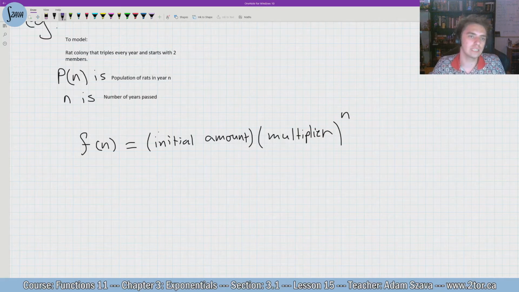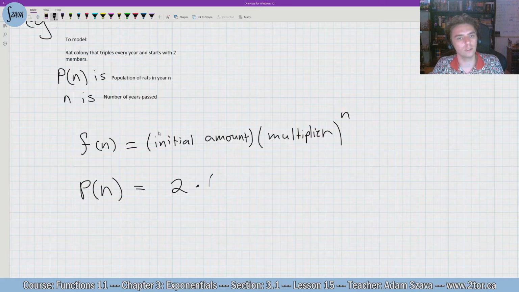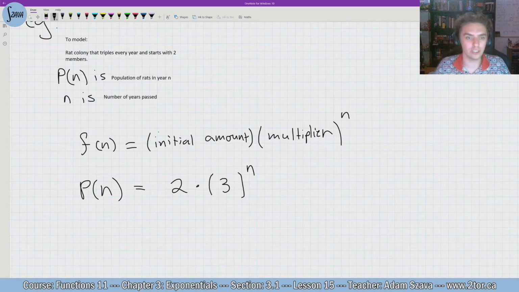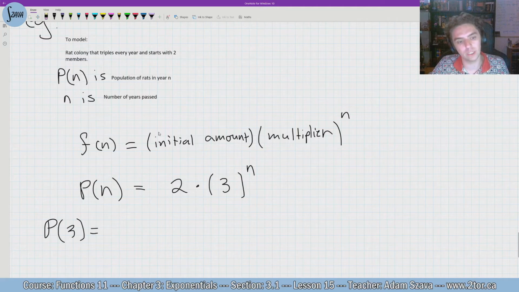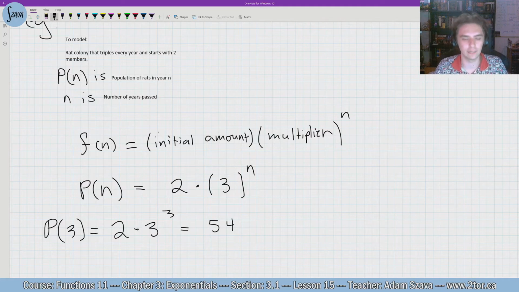Okay, so let's work this out together here. P of n is our population. Initial amount 2. Our multiplier 3. We're tripling to the power of n. And there we go. We have an exponential function that describes this. So if I wanted to know in year 3, what's the population? Well, it'd be 2 times 3 to the power of 3, which is going to be 54, if I did that right in my head. I think so, yep. Which is 54.